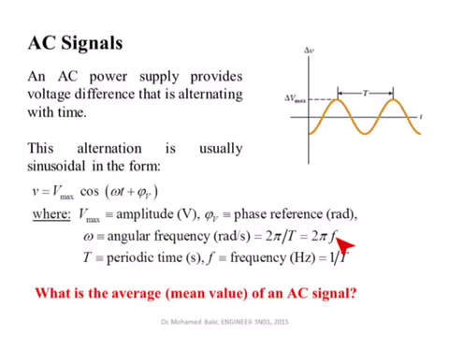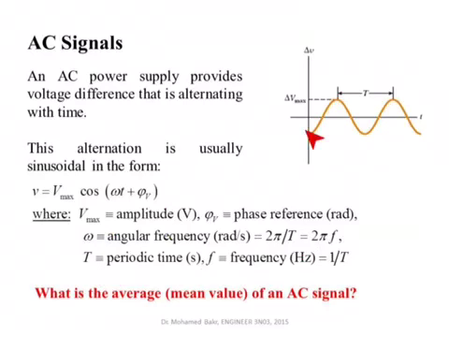F is the frequency in hertz. Omega is equal to 2 pi f. Anyone who studied oscillations knows that the frequency is 1 over T. So 1 over the periodic time will give you the frequency. The periodic time determines how fast the signal is changing with time, and the frequency is the inverse of the periodic time. The periodic time, of course, is in seconds. So these are all the terms that we need to know for an AC signal.